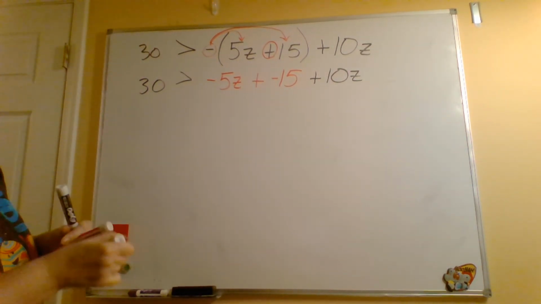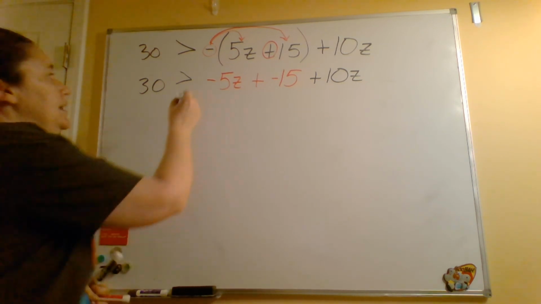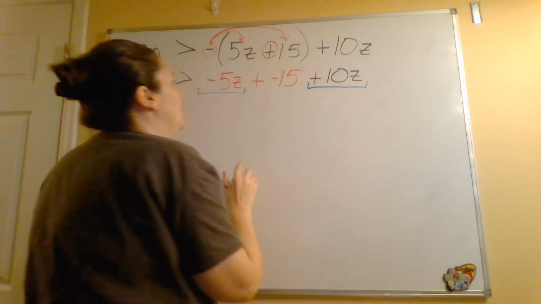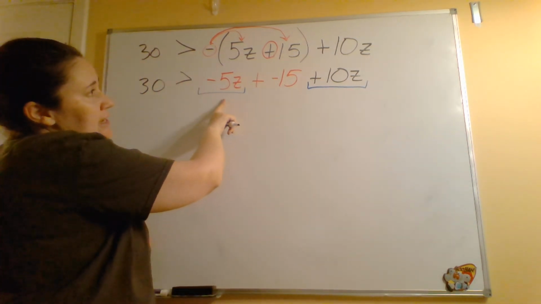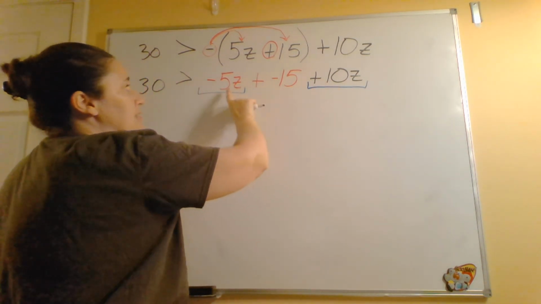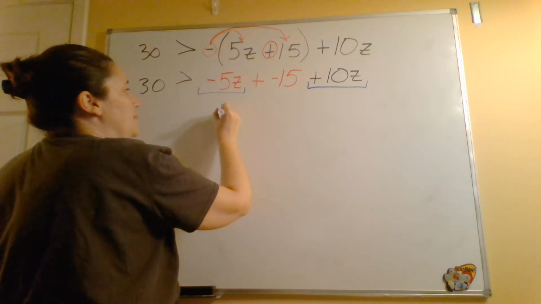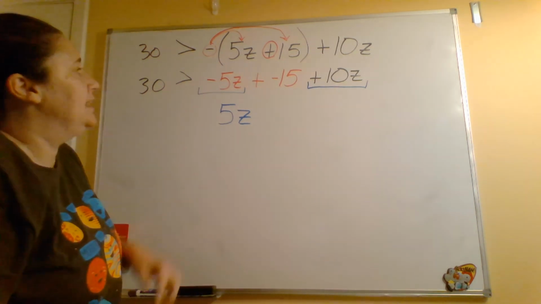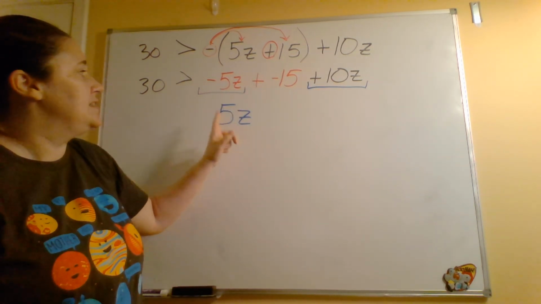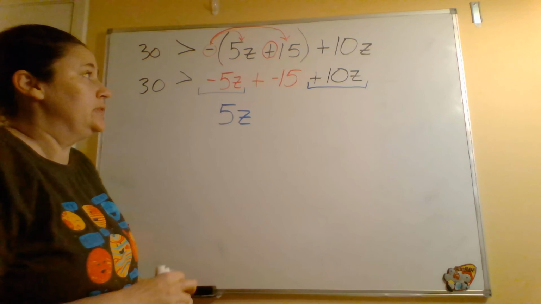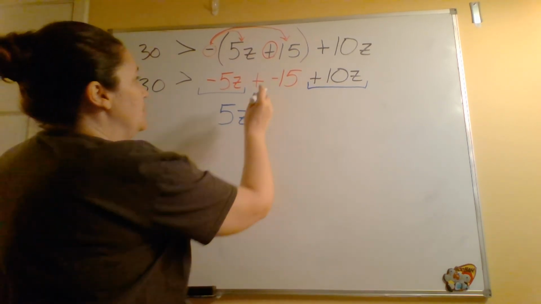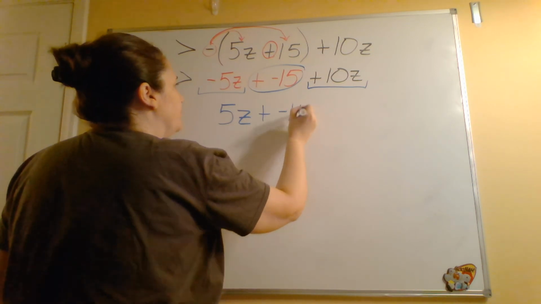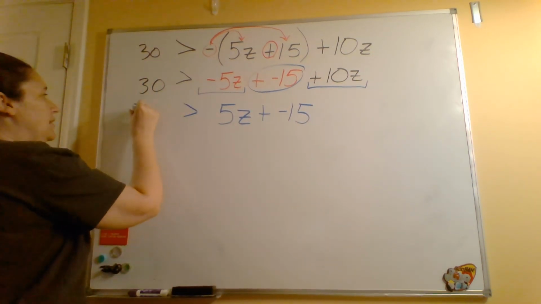All right, now we have to combine like terms. I can put everything with a z together. If I have negative 5z plus 10z, I'll take negative 5 plus 10, that makes positive 5, and put a z next to it. Then write down the rest of the problem. Plus negative 15 is greater than 30.